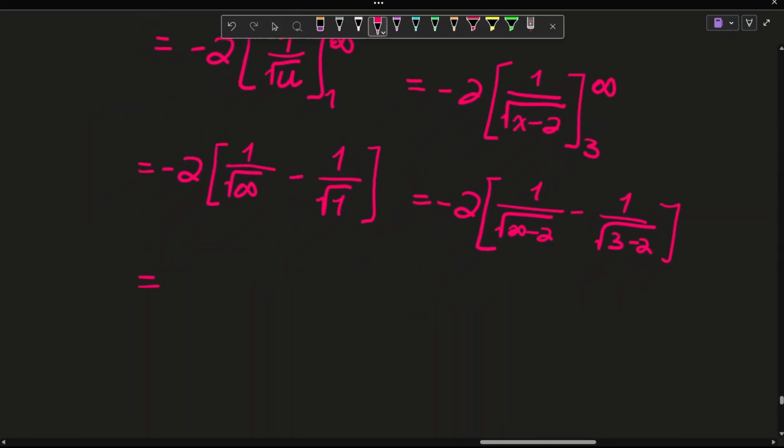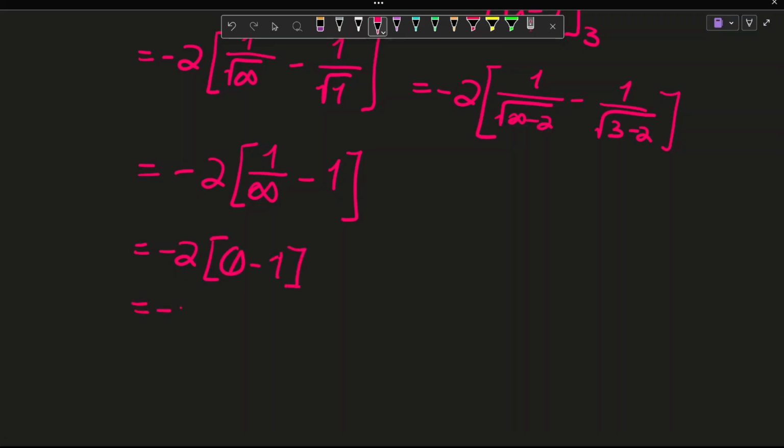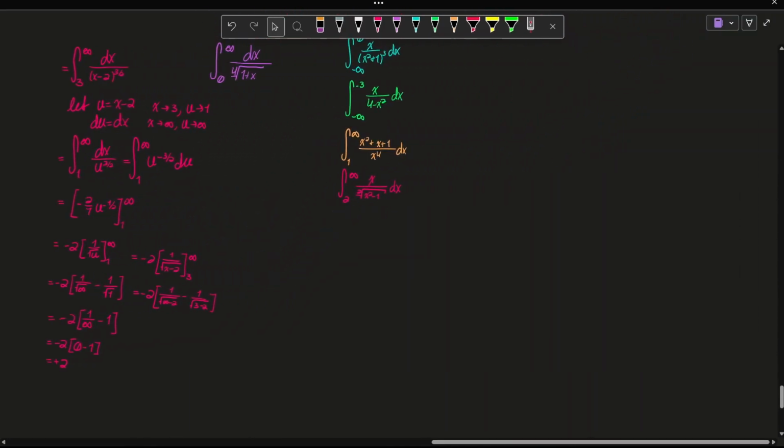And now, of course, these both evaluate to the same thing. This would be 1 over infinity minus 1 over 1, which is 1. 1 over infinity is 0, so you get 0 minus 1. So this is negative times negative, positive 2. There you go. Amazing.